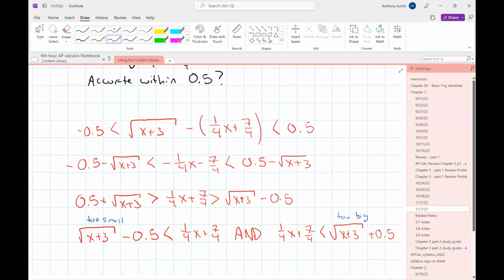So this is basically the too small and too big, right? If 1/4 x plus 7 is less than the actual minus 0.5, then our approximation is too small. If the approximation is bigger than the actual plus 0.5, then we're too big, right? So I just put a little verbiage there to remind myself what's going on.